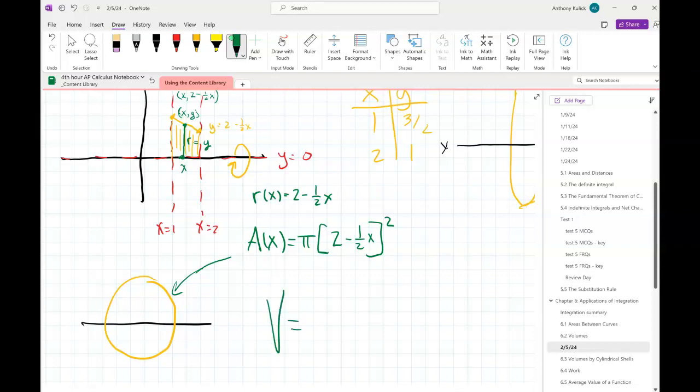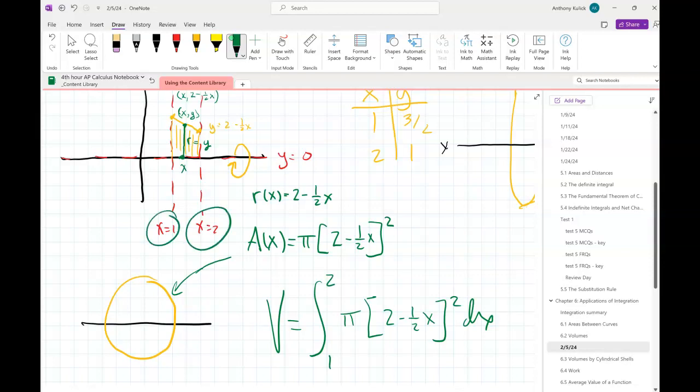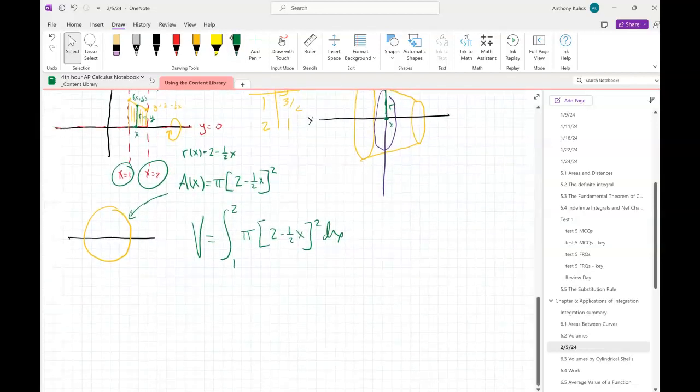Okay. So our volume is the integral of pi r of x squared dx. What values am I integrating from? Where do I start my slicing? 1. And where do I end my slices? 2. Excellent, right? 1 to 2. All right. How do I integrate this now? Oh yeah, let's do this first.